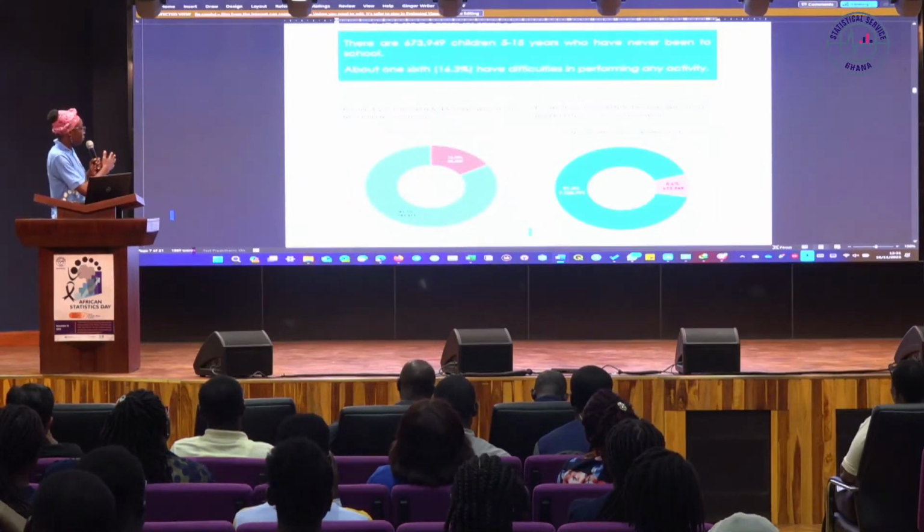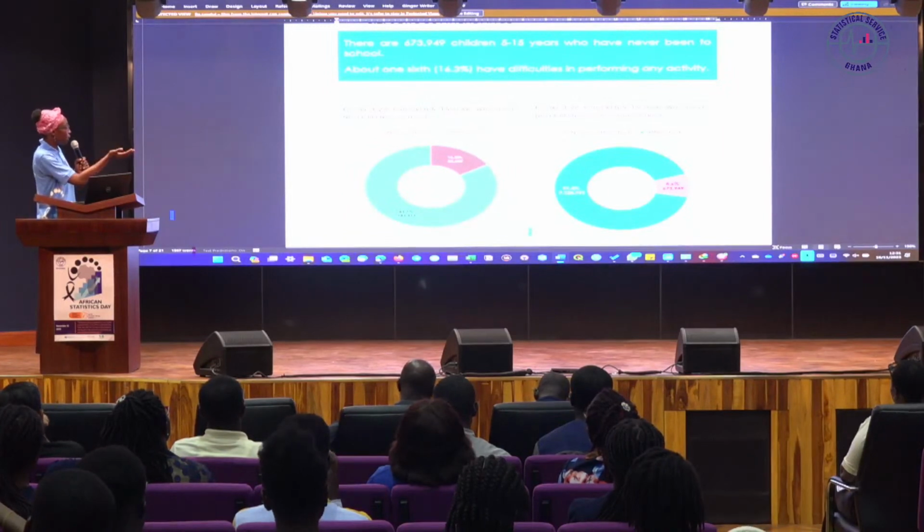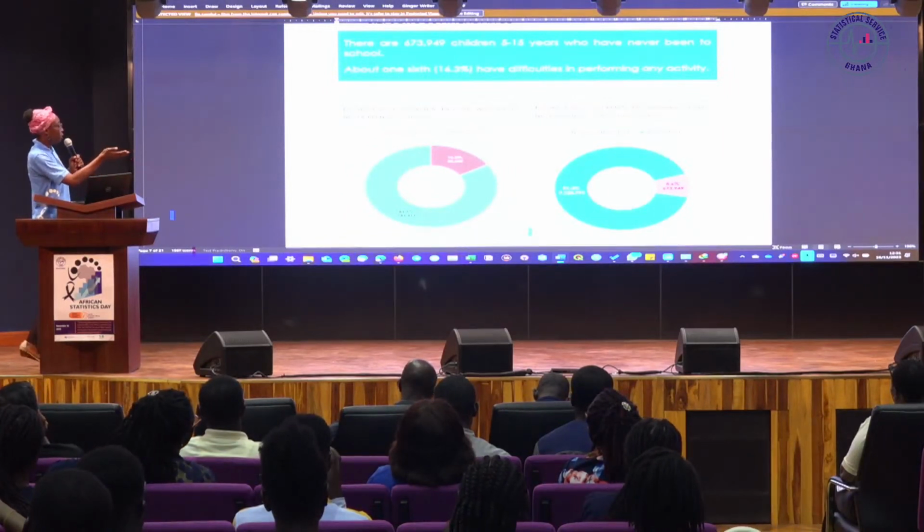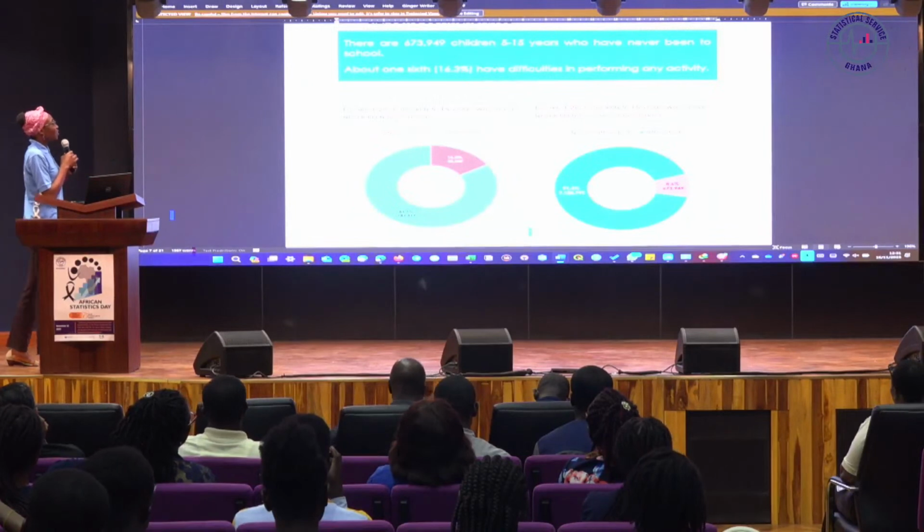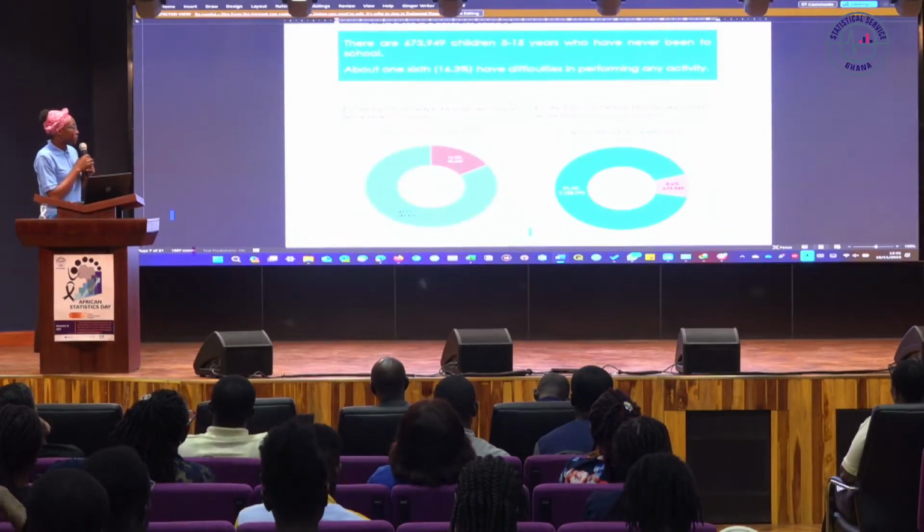On the left, we have the value for the whole population aged 5 to 15 years. And on the right, we have children 5 to 15 years with difficulty who have never been to school.